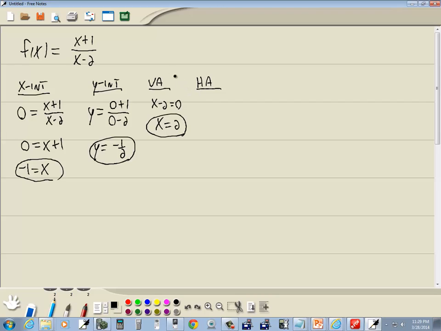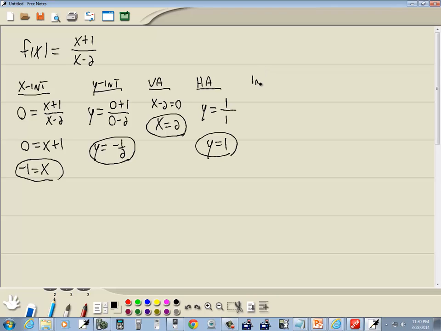Horizontal asymptote. Degree of the top is 1, degree of the bottom is 1. So the degrees are the same. So we're going to create a fraction, taking the numbers off the front of the x to the largest power. So there's an invisible 1 here, an invisible 1 here. So we'd have 1 over 1, or y is equal to 1.